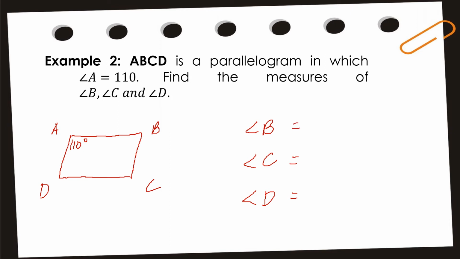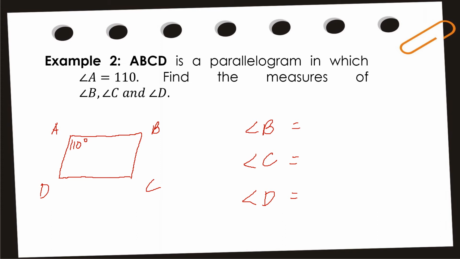Since it is given in the problem that ABCD is a parallelogram, it only means that parallelogram ABCD has all the 5 properties that we have discussed a while ago. So we can apply the given properties in finding the measures of the missing angles. First, in finding the measure of angle B, what property are we going to apply? So to solve for angle B, we will apply the third property that we have discussed a while ago.